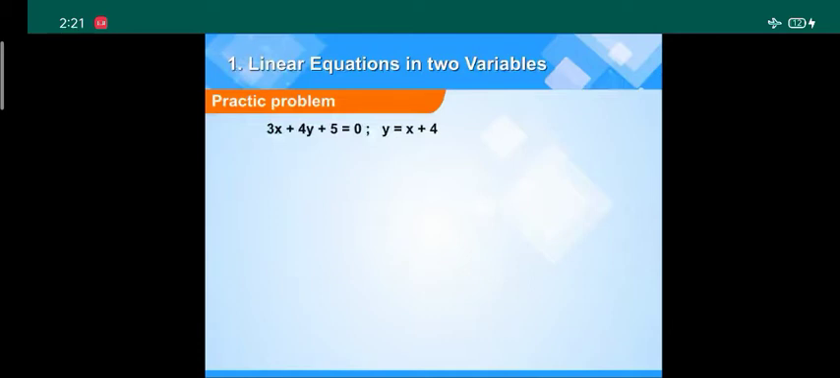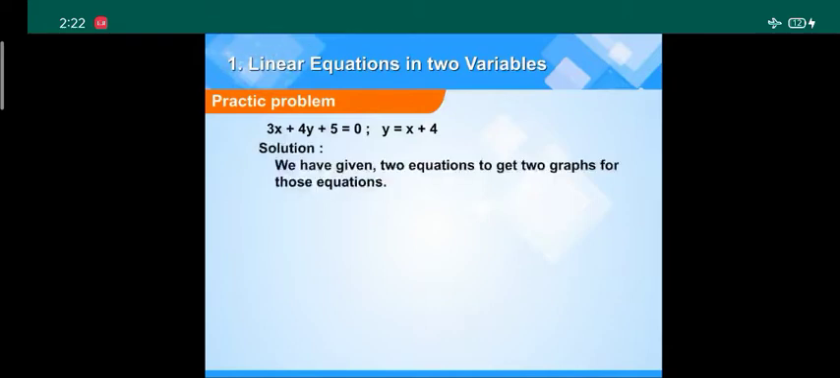3x plus 4y plus 5 is equal to 0 and y is equal to x plus 4. Solution. We have been given two equations. To get two graphs for those equations, we have to find two solutions of each equation.